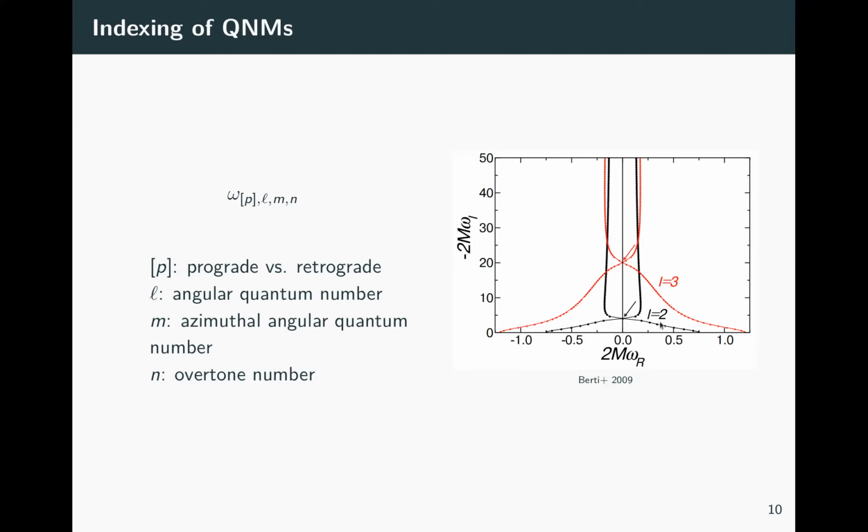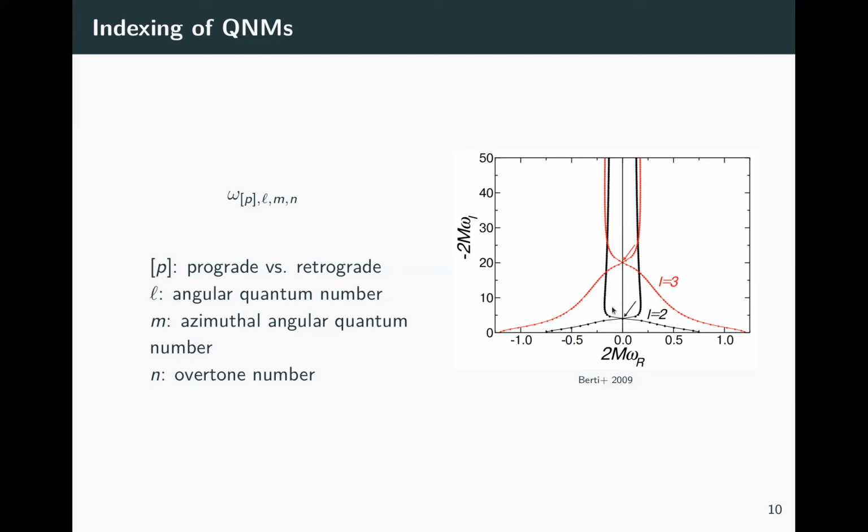So let's take a particular angular number L. And we see that even if you fix L, and also this is for fixed M, we have an infinite family of modes shown by these dots. The overtones index how far along the imaginary axis you are. So as you go up on the imaginary axis, you're going to higher and higher n.